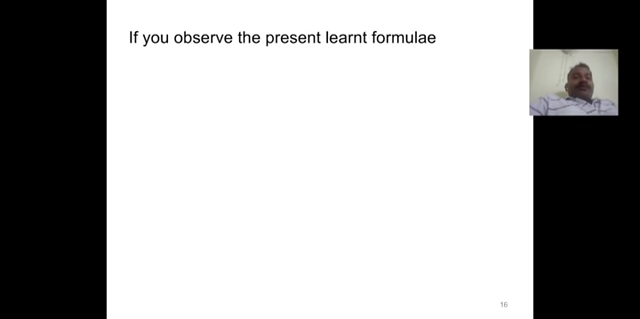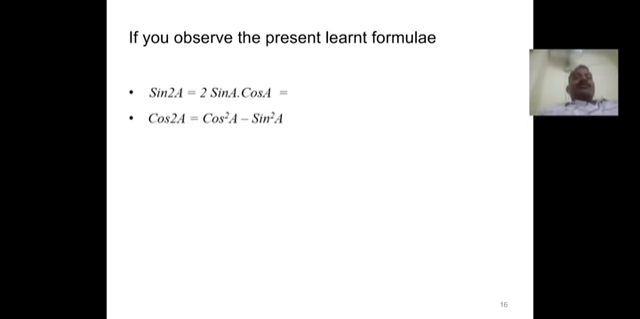Now, the trigonometric ratios, once we recall what we have, if we observe the present learned formula, that are 2a formulas majorly. Sin 2a is 2 sin a cos a, and cos 2a is cos square a minus sin square a. And this sin 2a in terms of tan is 2 tan a by 1 plus tan square a, and cos 2a is cos square a minus sin square a, that you can write 1 minus 2 sin square a. From this relation we can write sin square a is 1 minus cos 2a by 2.